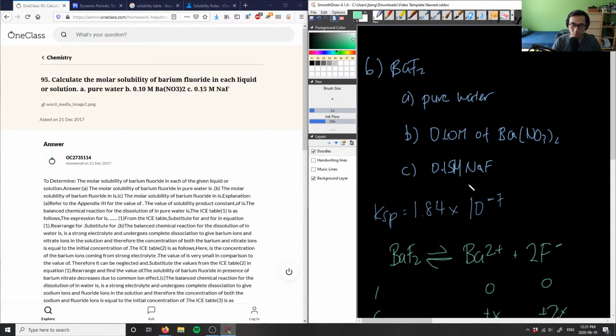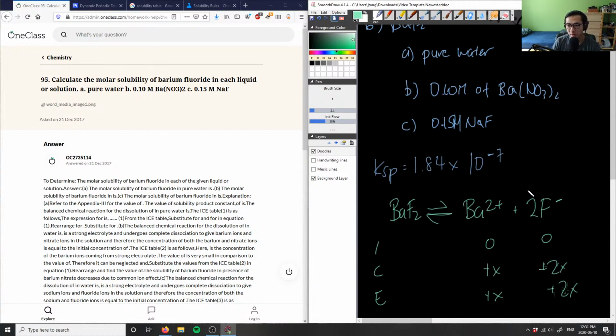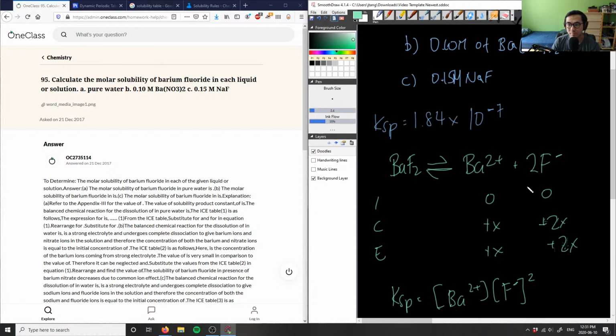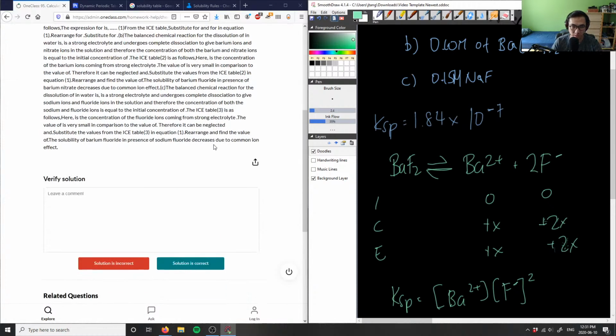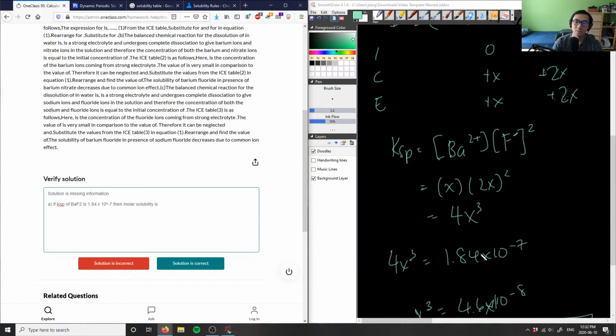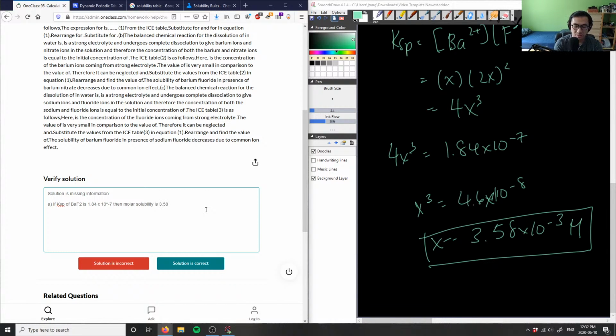We can do 0.10 and 0.15 very, very easily because we can write them out as a chemical reaction and simply do an ice table again. So let me say that the solution is missing information. Part A, I would have: if KSP of BaF2 is 1.84 times 10 to the negative 7, then the molar solubility, I solve this as 3.58 times 10 to the negative 3 molar.